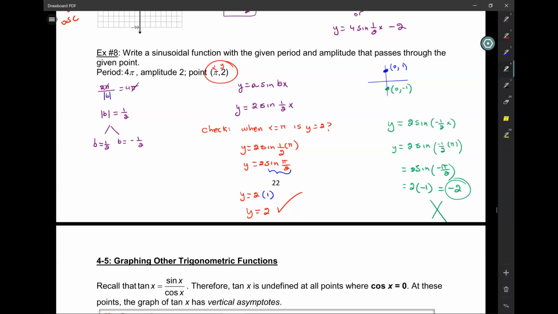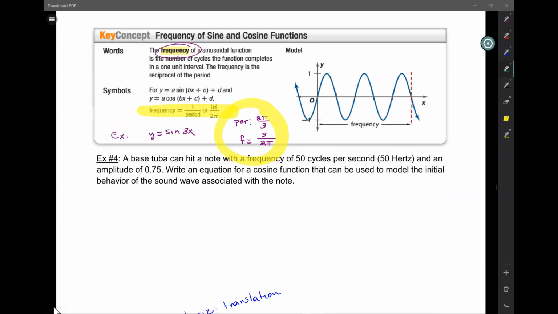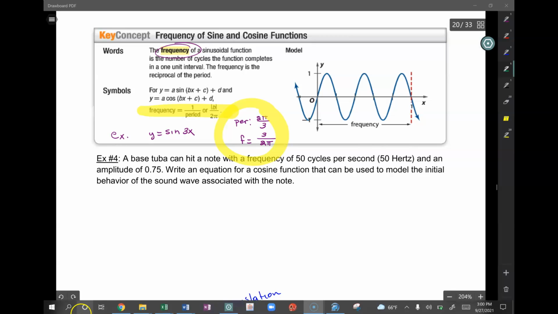I'm a bit confused on phase shift, because where does this b go in the equation? So I had skipped this one, so let's go back there. You need this to do number 11 in the homework.